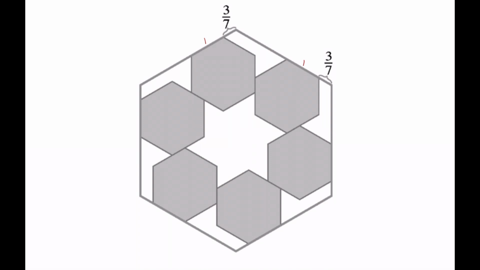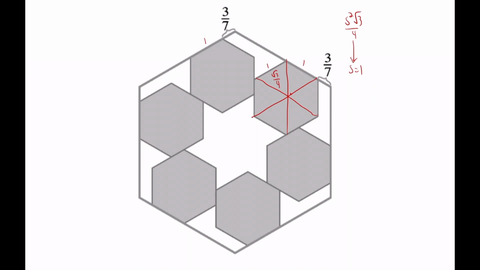Let's start by finding the total area of all the gray hexagons. So to start, let's divvy up each of the gray hexagons into 6 smaller equilateral triangles, each with area of root 3 over 4. I got root 3 over 4 using the formula s squared root 3 over 4, where s is going to be equal to 1. So therefore, there's going to be 6 times 6 is equal to 36 of these smaller equilateral triangles. So that means the area of all of these gray hexagons is 9 root 3.